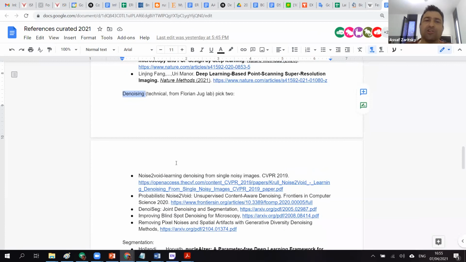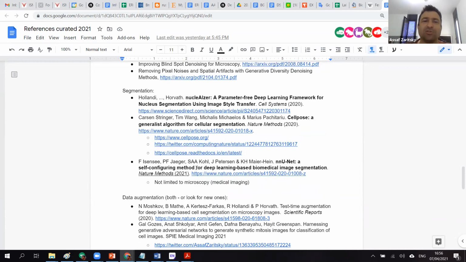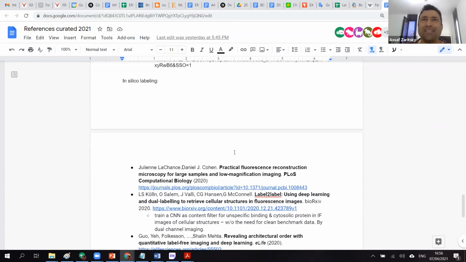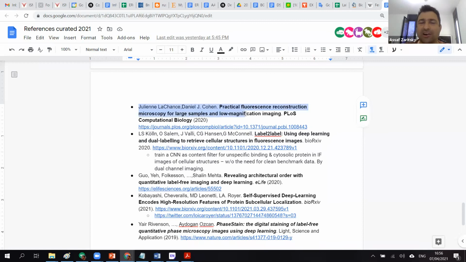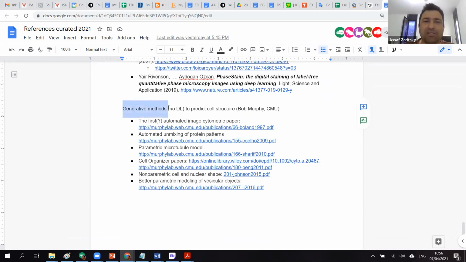If you pick from here, these are shorter papers and more technically oriented; you'll need to pick two. The ideas are very simple and straightforward. I mean, they're cool, but simple. Segmentation: I'm probably going to describe some of this next week, and you can pick papers on that. Data augmentation, in silico labeling is what I started showing you now, generating fake images of localization of different molecules. So this is a paper on measurements for accuracy. I'm going to talk about it also next week, about what is a good, practical measurement for in silico generated images. And then you have a bunch of other images. These are more classic papers about generative methods in terms of cell structure.